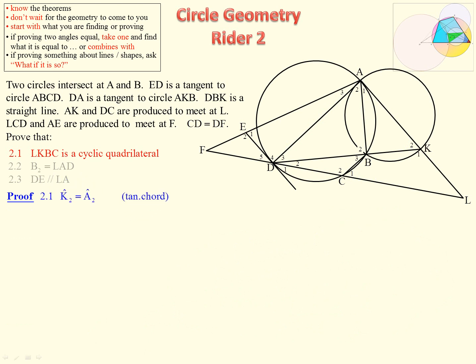So we follow our thought process through. K2 equals A2, tan chord. A2 equals C1, exterior angle cyclic quad, which means we now have C1 and K2 equal. And that makes a cyclic quad by converse exterior angle cyclic quad. It's important that you put that converse there.